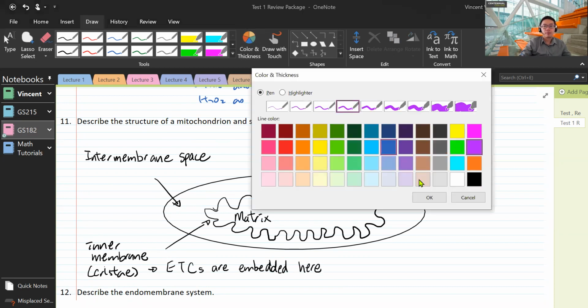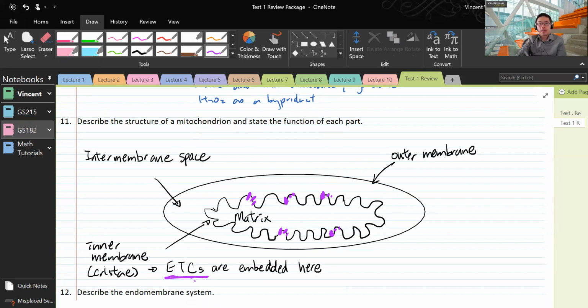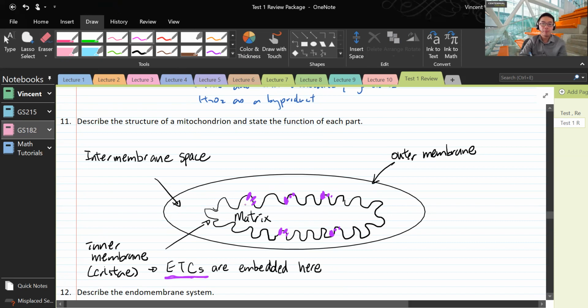Remember good old electron transport chain? We have the proteins, right? Where we will deposit the high energy electrons. You're gonna have thousands of these things. These purple things, they're ETCs. And you are going to use the energy from the electron that was deposited to pump H plus from the matrix into the intermembrane space. So the function of the intermembrane space is to allow the H plus concentration to build up.